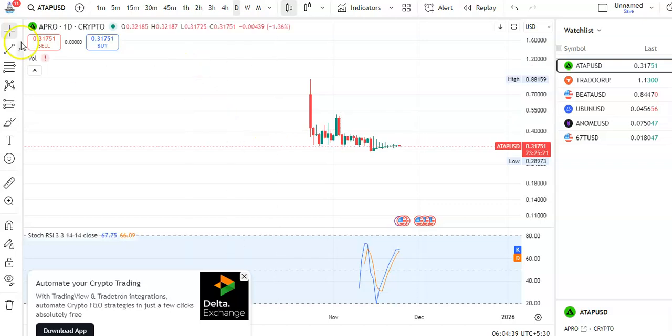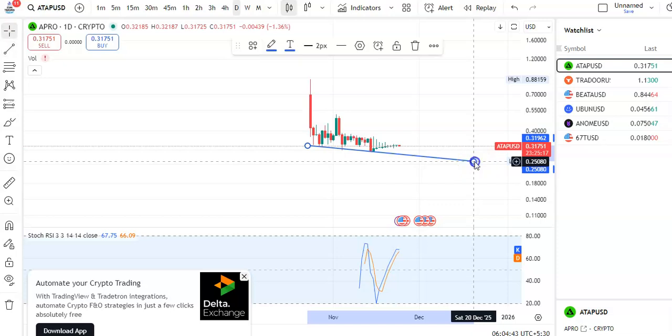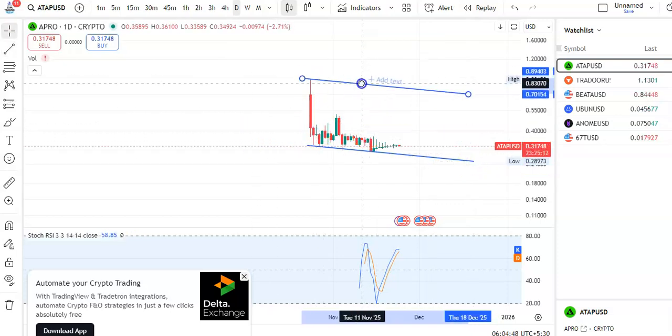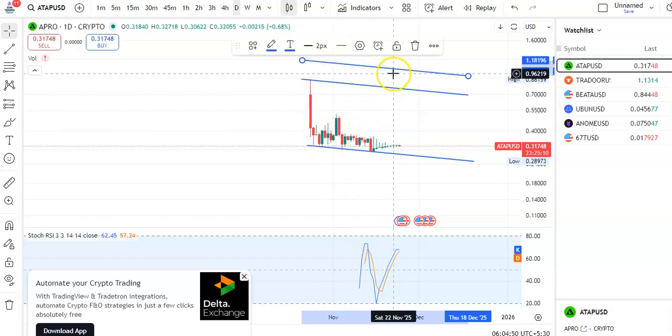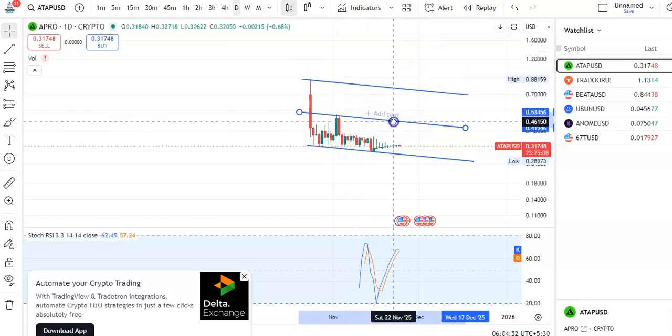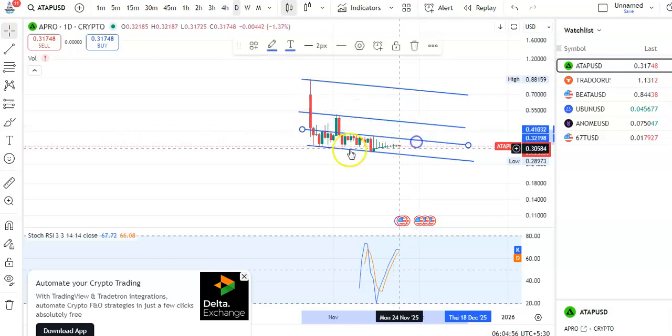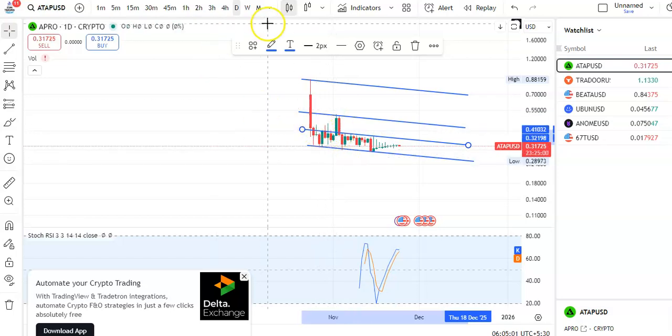So you can see that I'm in the daily chart. So let me draw the trend line. You can see this is the support trend line, and this is the resistance trend line here, and there is a resistance trend line over here also, and you can see there is one more resistance over here. Okay, so you can see that within this channel pattern only the candles are moving.